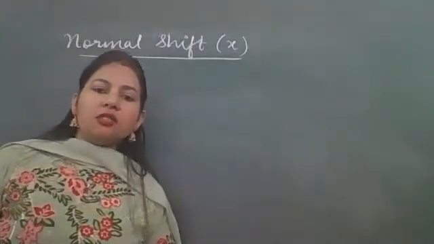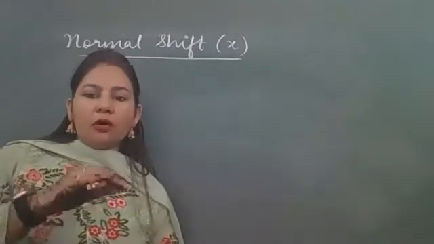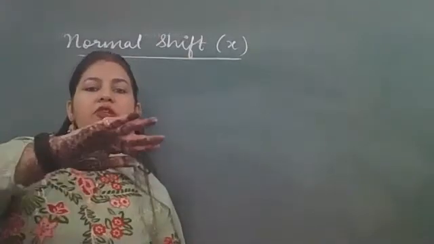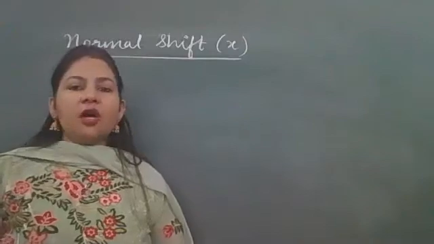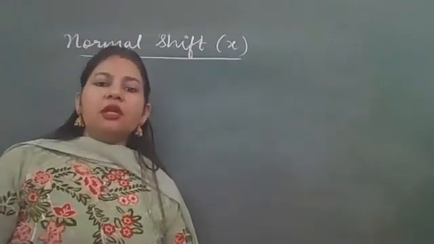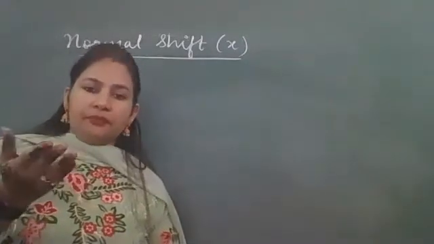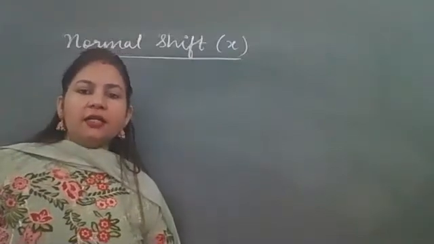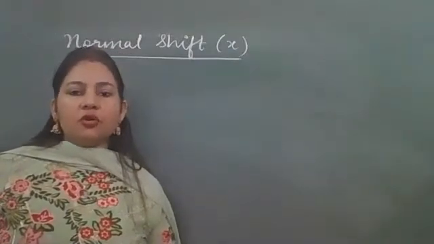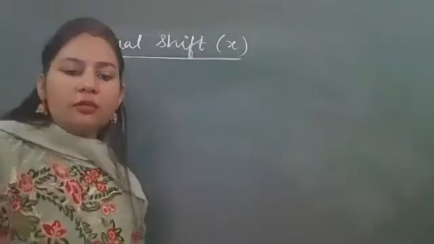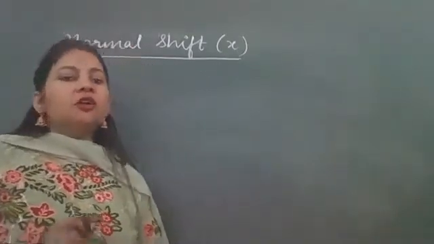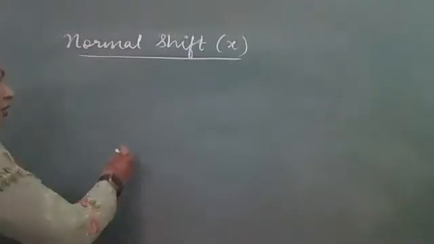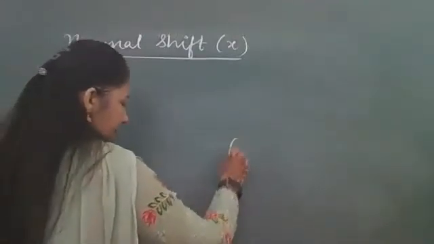Another example was a coin kept at the bottom of a bucket containing water appears to be raised. That is also because of refraction of light. If you are standing outside a swimming pool, it appears to be shallower. But when you actually go inside it, the depth is very, very large. So that effect is also because of refraction of light. Fine. So normal shift, let us draw this case.